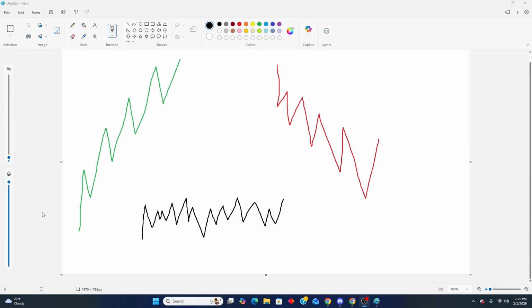A higher high is when price came higher than the last high. So if this is a high, price came higher than the last high. So the first high, price then came higher than this high. This is another higher high. Why? Because price is higher than this high. Why is this a higher high? Because it's higher than this high. You understand? Good.